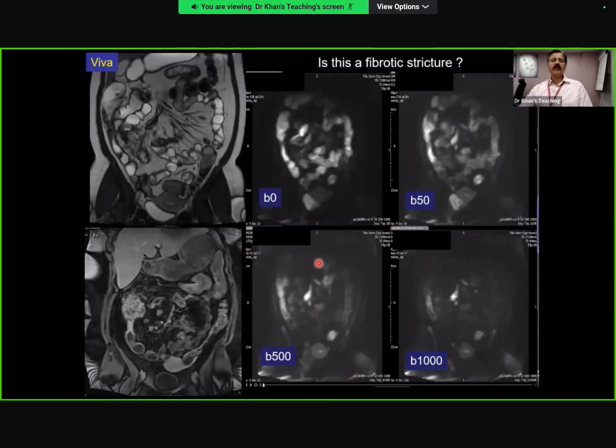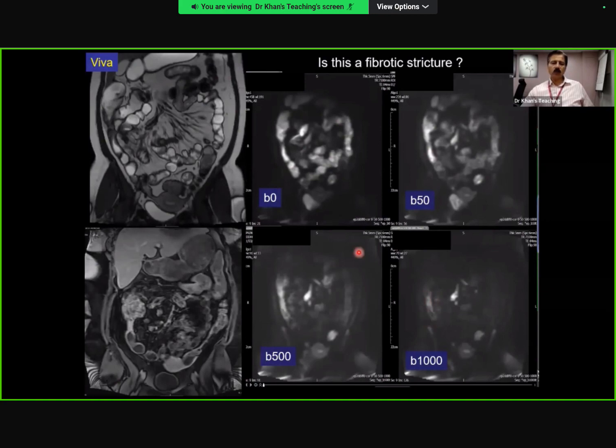Okay, so the idea here was to teach you how to infer the diffusion weighted images. What you do is you look at the finding on B0, then look at the same finding. So this is that stricture, right? Many things are high signal on B0 because anything which is high on T2 will be high on B0. As the diffusion weighting is increased, just concentrate here. Then B500, just concentrate here. And B1000, and still it is showing restricted diffusion. So the answer is that this is an active stricture.